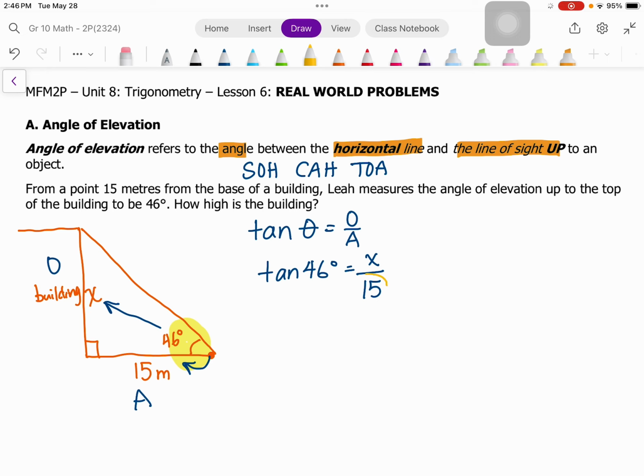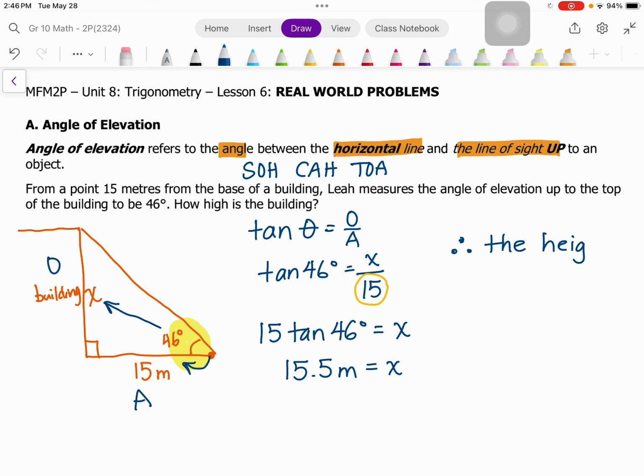So recall here that we want to isolate for x, so we need to move the 15 over. The opposite of dividing by 15 is to multiply by 15. So 15 times the tan of 46 degrees is equal to x, and if we plug that into our calculator, 15.5, so we're rounding to the nearest tenth, is the height of the building. So therefore, the height of the building is 15.5 meters.